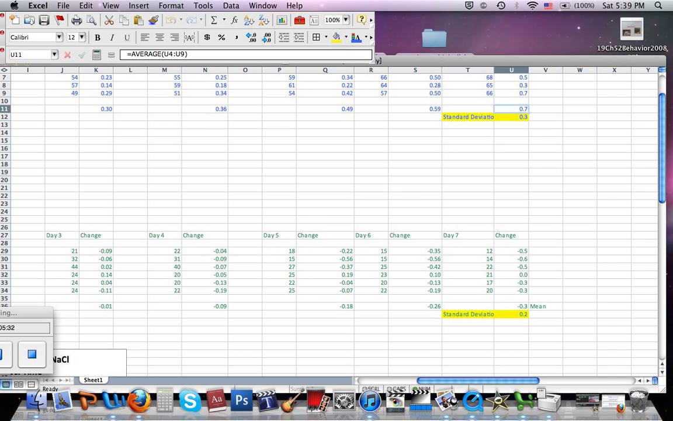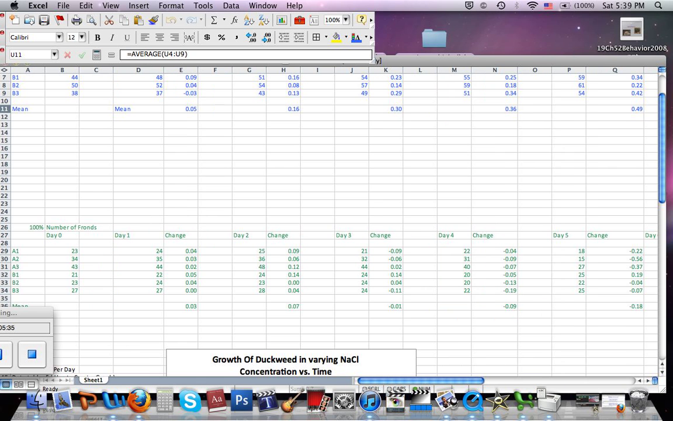Okay, so let's take a look at the next group that I did as my example, which was the 100% group, the 100% treatment. And I did the same thing. I have my cups, I have my number of fronds, I have my day 1. I compared 24 with 23 and then divided it by 23, and I got a percent change of about 4% there. And you can see all the way down, I did the same thing for each day.